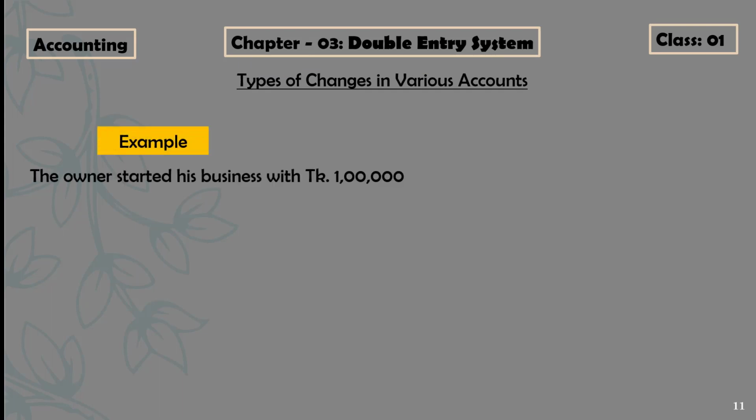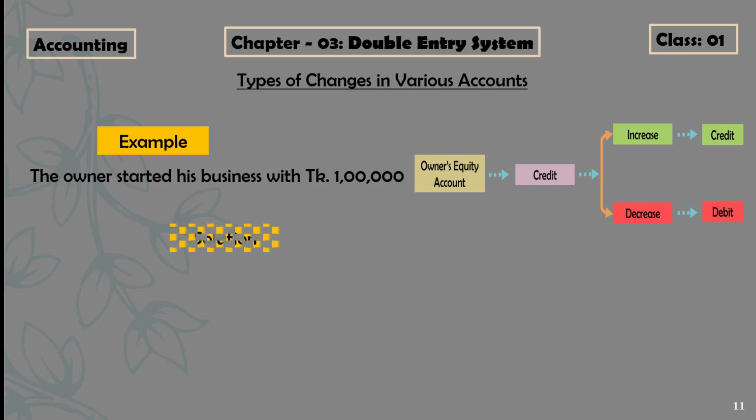Here is our example. The owner started his business with taka 1 lakh. So here is our diagram and here is our solution. From now I'm not going to break down all the steps to identify debit credit. I will do this directly this time. There is no mention of steps, just the procedure is described here.